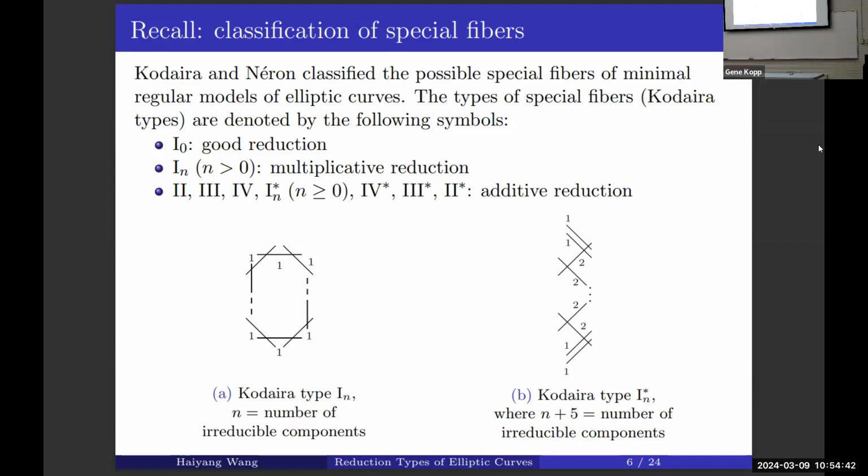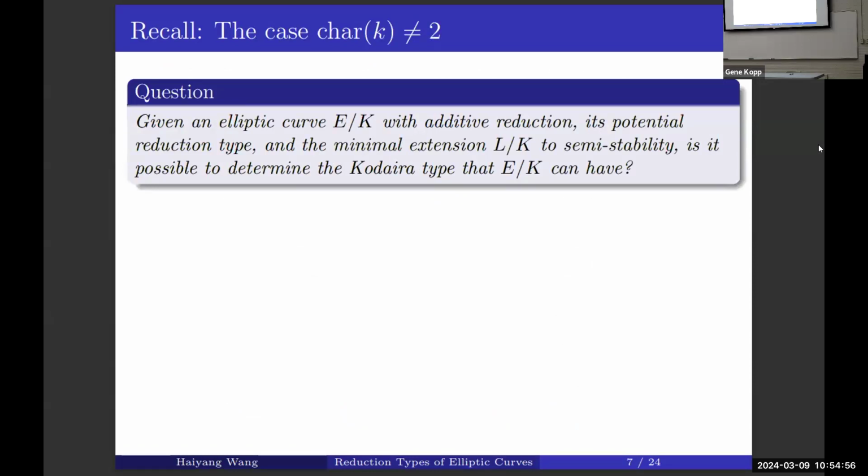Here are the pictures of the special fibers of the Kodaira types I_n and I_n star. In the picture, each of the lines represents a copy of P^1. Our guiding question is the following. Given an elliptic curve E over K with additive reduction, its potential reduction type and the minimal extension L over K to semi-stability, is it possible to determine the Kodaira type that E over K can have?